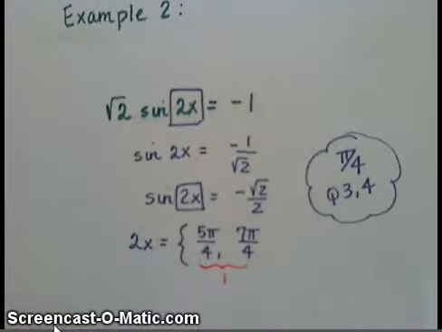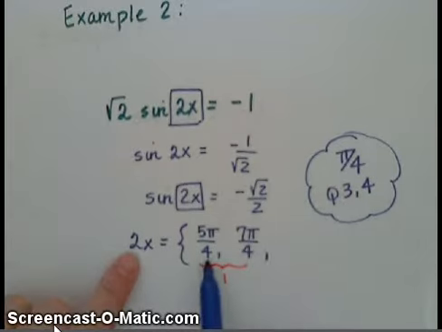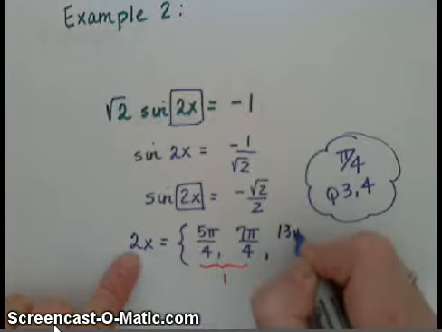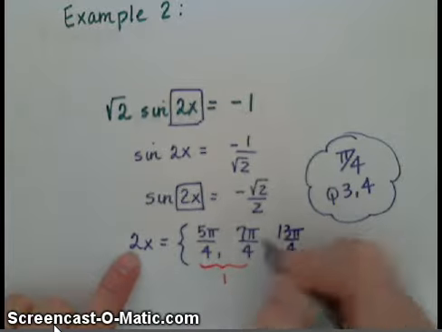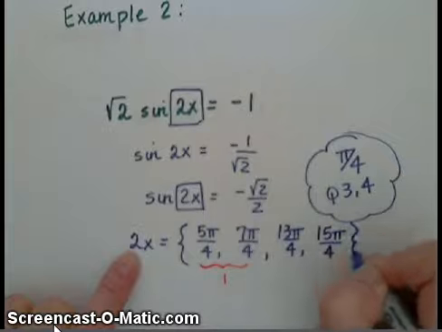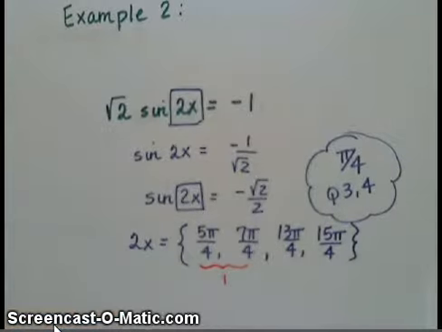Now, because it says 2x, we have to go again. And that's pretty simple. Double the bottom, which would be 8. Add 8 pi to the top, which would be 13 pi over 4. And add 8 pi to the second one would be 15 pi over 4. And that's the second rotation.